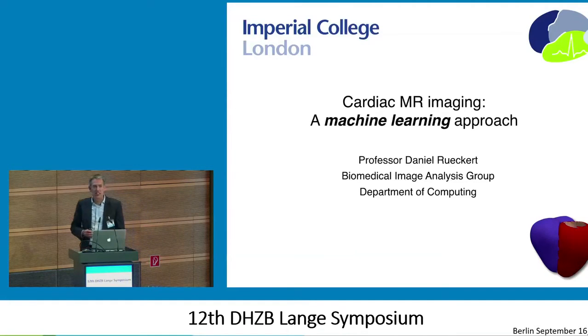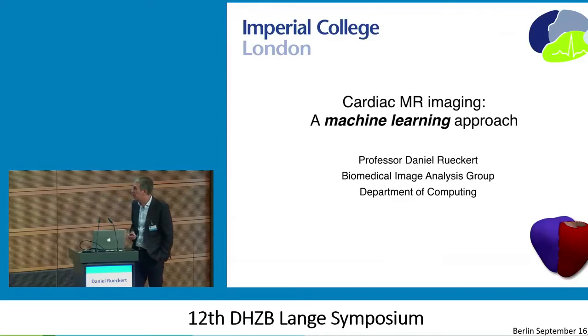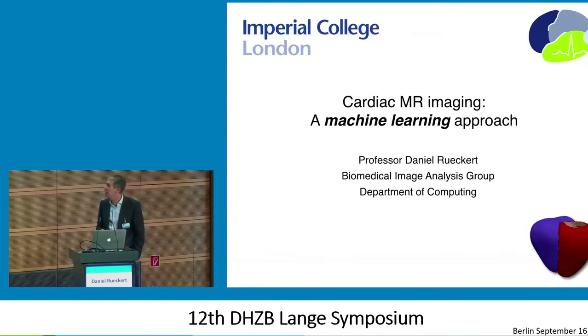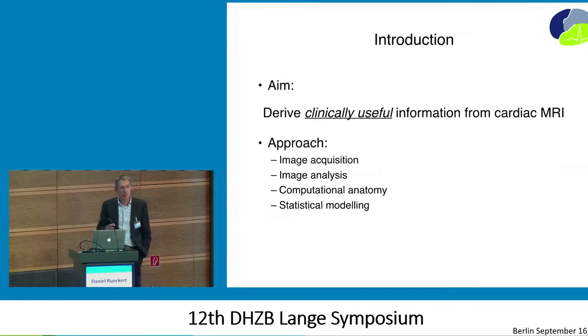As was already said before, I'm going to give you probably a slightly different talk to many of the talks you have already seen today, and that's predominantly because I'm a computer scientist. So I work very much at the intersection between computer science and imaging, trying to work on the topic of deriving clinically useful information from images. And I'm going to show you in particular some work we've been doing on cardiac MRI, which might be of interest.